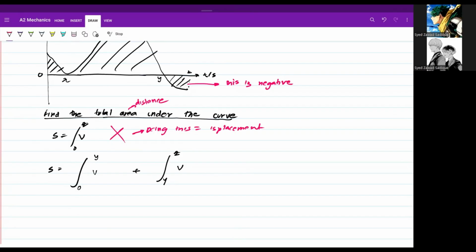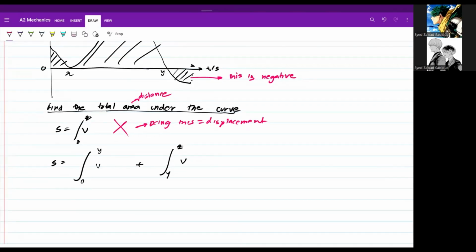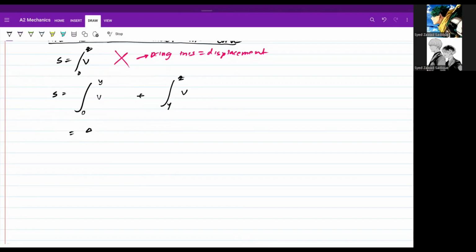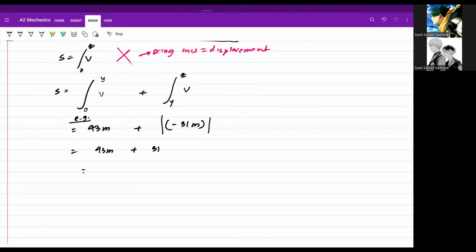Hence, you have to make sure that whatever value you get, the negative value, let's assume once again, let's say this is 43 meters plus, and this is minus 31 meters. What you have to do is take the modulus of this, and then it becomes 43 meters plus 31, which equals 74 meters. That is our distance.